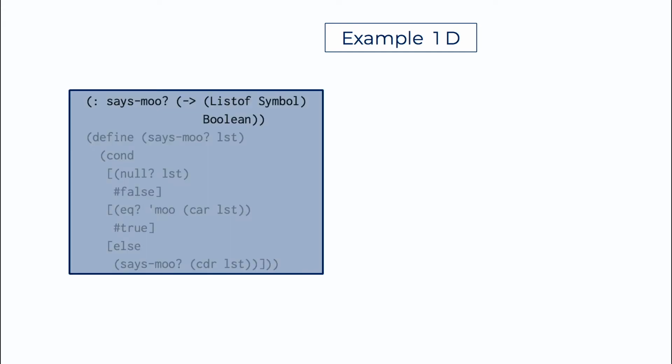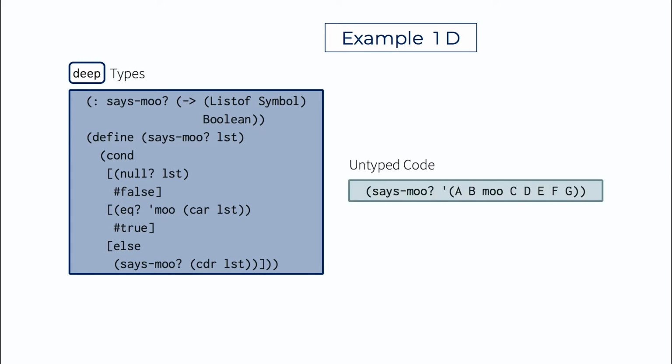Okay, let's find that we have an example. So here's a simple function, okay? The name is saysMoo. Function saysMoo takes in a list of symbols and returns a boolean. So we're going to search this list of symbols for the symbol moo. First, we'll check if the list is empty. If it is, that means we didn't find moo. We'll return false. If moo is the first element, we'll return true, and otherwise we'll recur and look in the rest of the list.